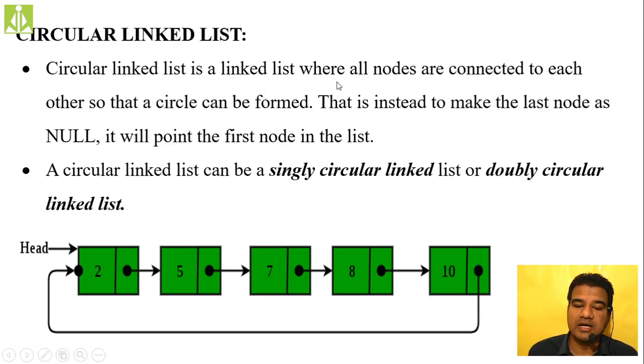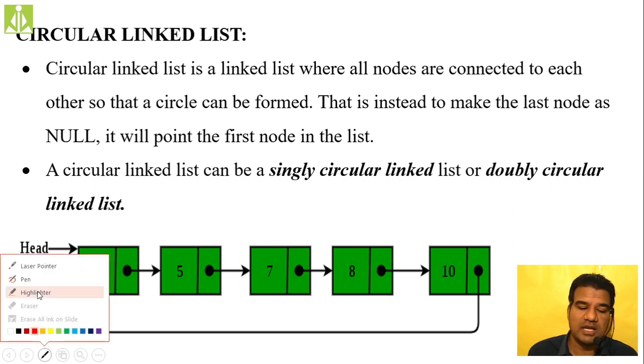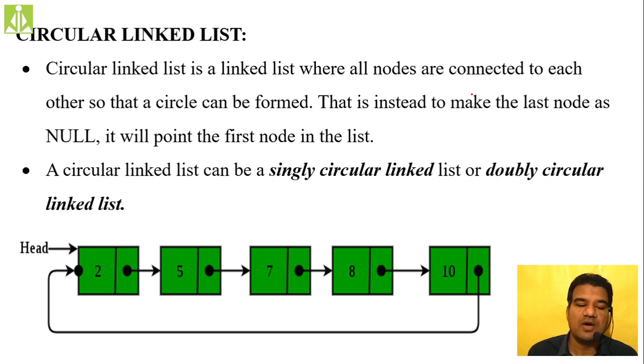A circular linked list is a linked list where all nodes are connected to each other so that a circle can be formed. So here you can see the circle is formed, instead of making the last node's next pointer null. Here, instead of making the last node's next pointer null, it will point to the first node. That is the only change we are going to have in the concept of a circular singly linked list. A circular linked list can be a circular singly linked list as well as a circular doubly linked list.